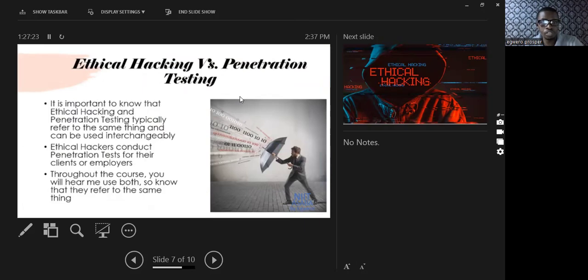It is important to know that ethical hacking and penetration testing typically refer to the same thing and can be used interchangeably. Ethical hacking and cybersecurity are not the same. Ethical hacking and penetration testing are the same.